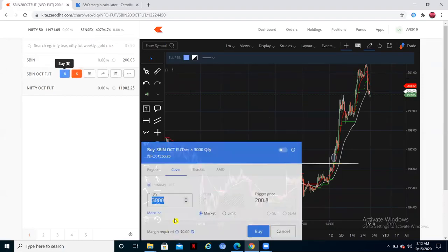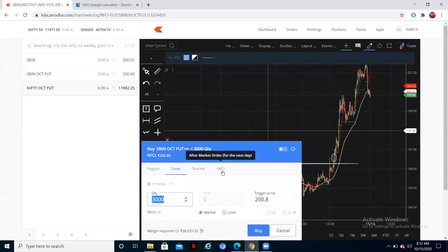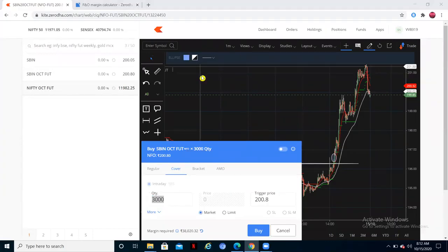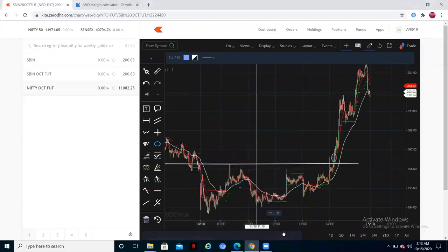In futures, we have a predefined, fixed lot size. For example, the lot size for SBIN is 3000 stocks. So I have to trade in 3000 stocks only. I can't customize it. I can only increase it according to the lot size, but I can't customize it. So this is the first difference between them.